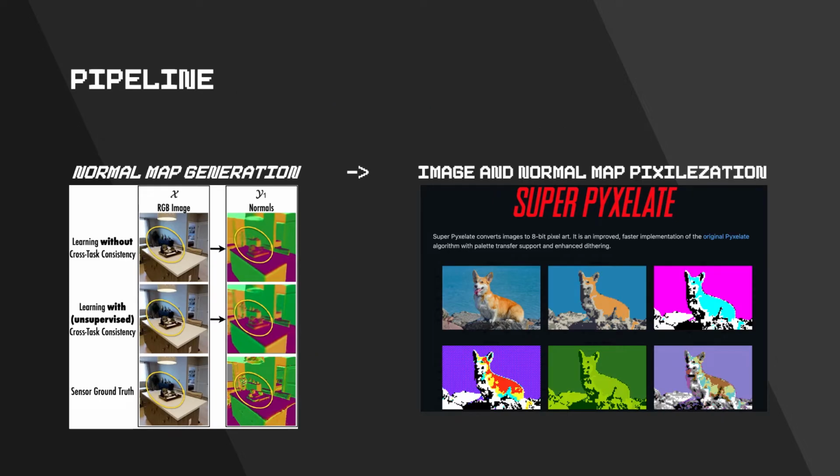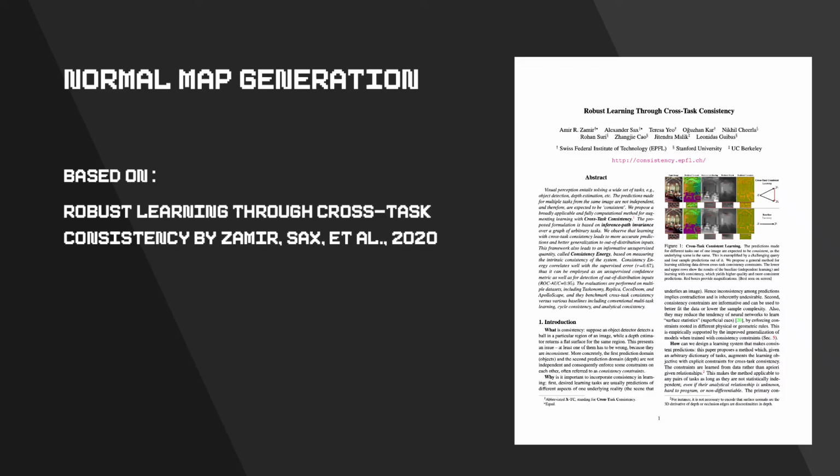DynaPix consists of two main parts, a normal map generator and a pixelization engine. Let's take a look at the normal map generator first. We are using the XD consistency algorithm, based on robust learning through cross-task consistency by Zamir, Sax et al., 2020. This algorithm is publicly available on GitHub.